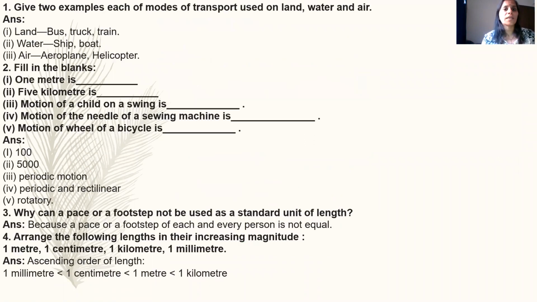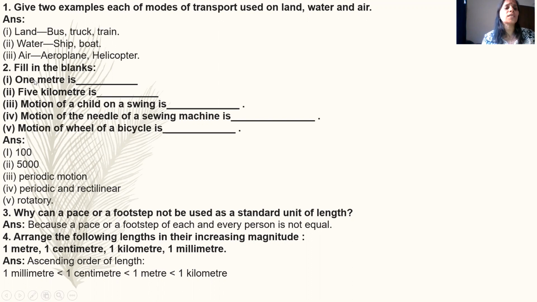Question number 1: give two examples each of modes of transport used on land, water and air. So the examples are: land, bus, truck, train, etc. You can write. Transport in water: ship, boat. Transport in air: aeroplane and helicopter.